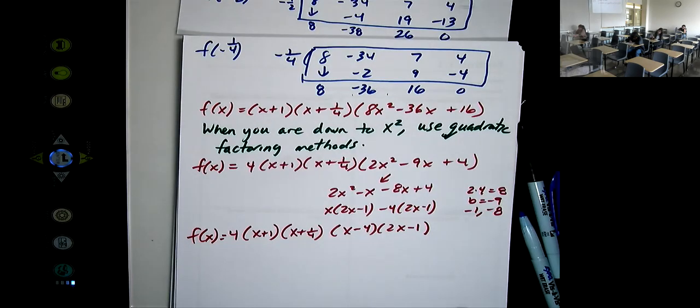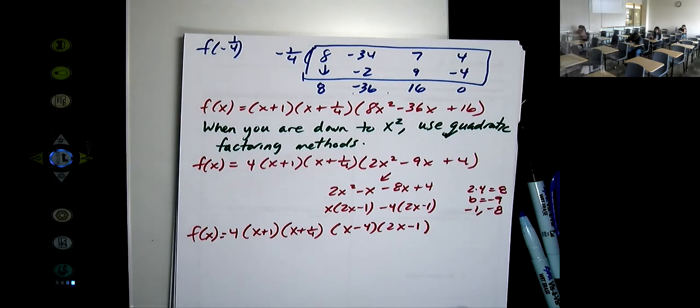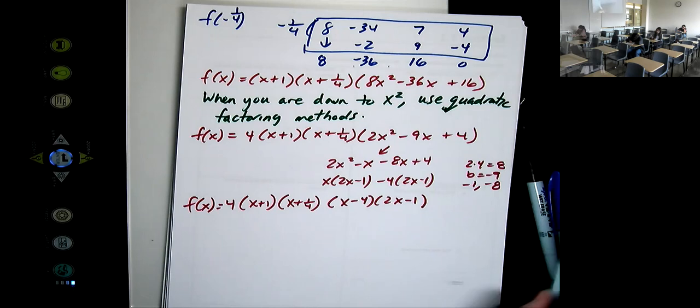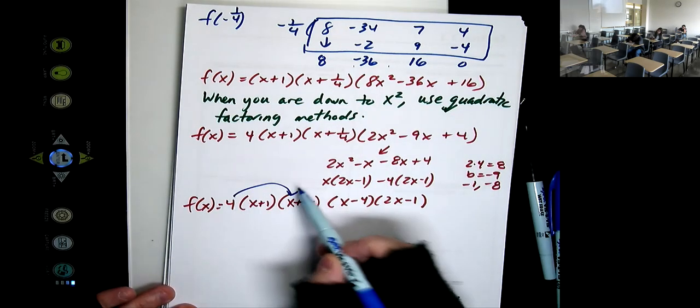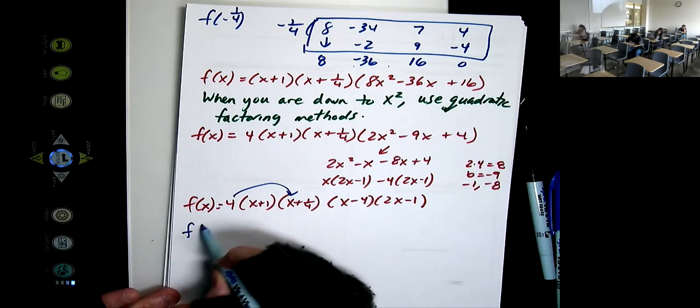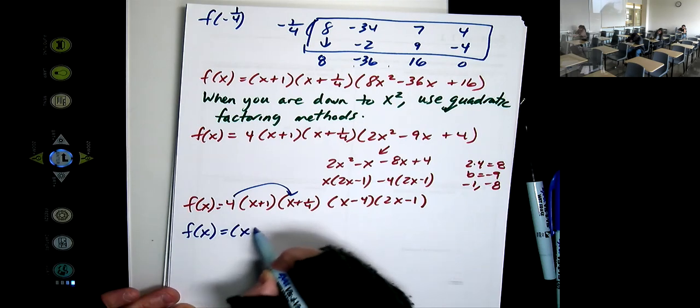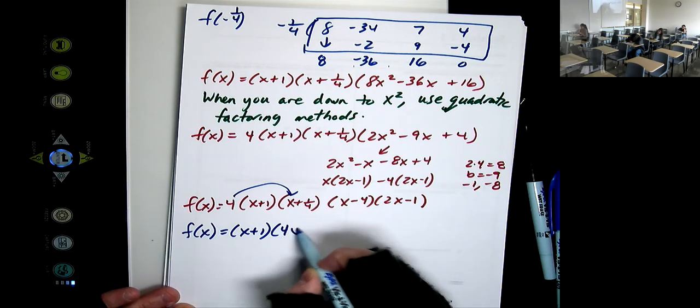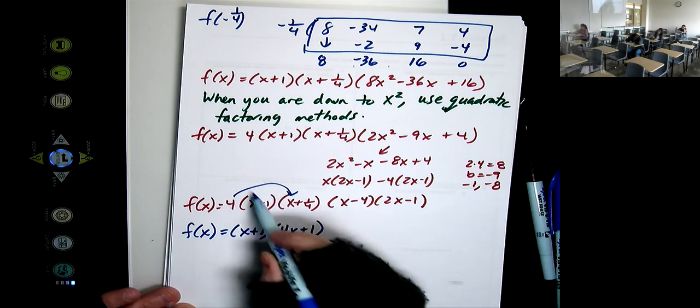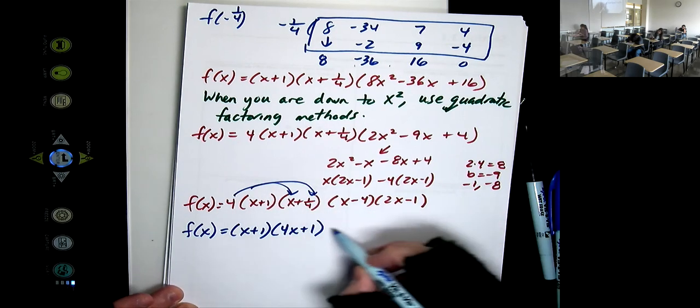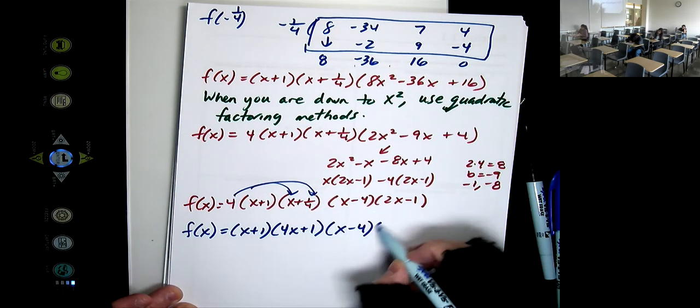I probably wouldn't leave the 4 like that. I would probably move the 4 in here to get rid of that fraction right there. I would leave this in final form as x plus 1, 4x plus 1. When I multiply the 4 through, I got to distribute to both x minus 4 and 2x minus 1.